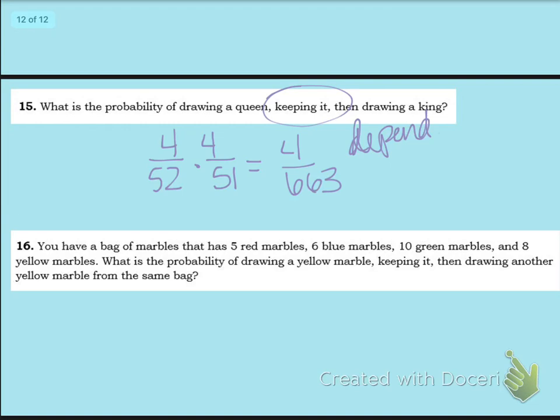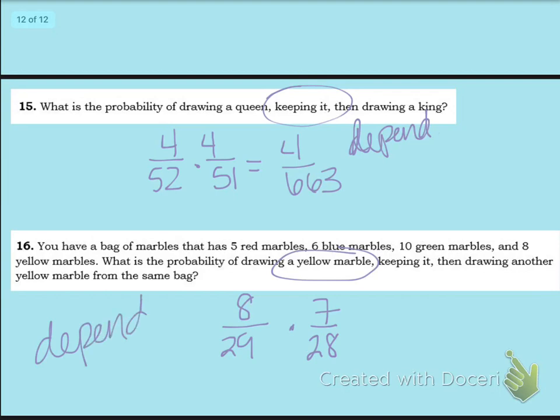Okay, you have a bag of marbles that has 5 red, 6 blue, 10 green, and 8 yellow. What is the probability of drawing a yellow and then another yellow? So first off, I have 8 to choose from, and if I add them all up, there are 29. I kept it, and then I drew another yellow marble, so I now dropped down to 28 total. Since I'm picking another yellow one, I have 7, so they're dependent on each other. So when I multiply them, I get 2 over 29.